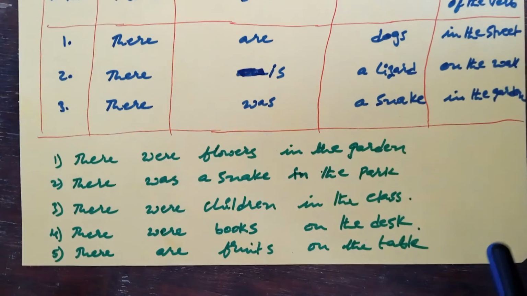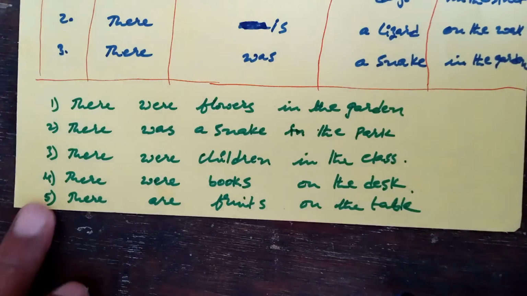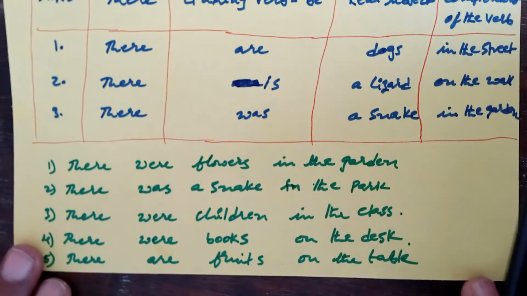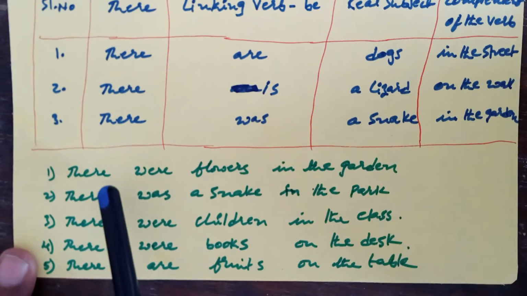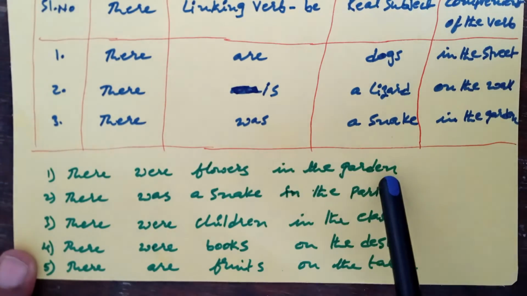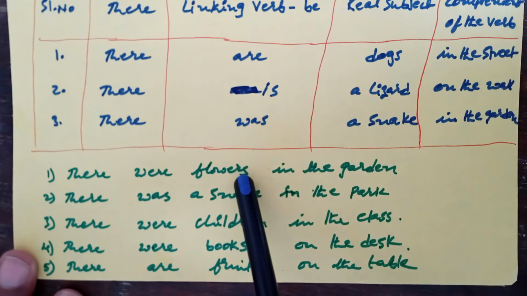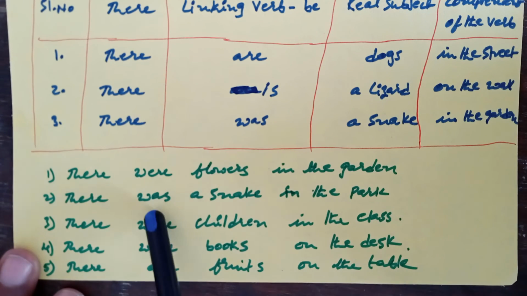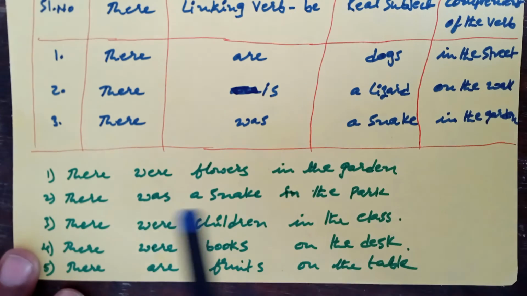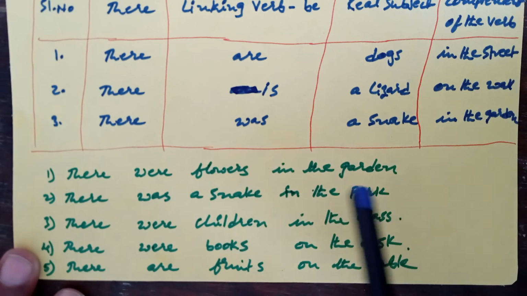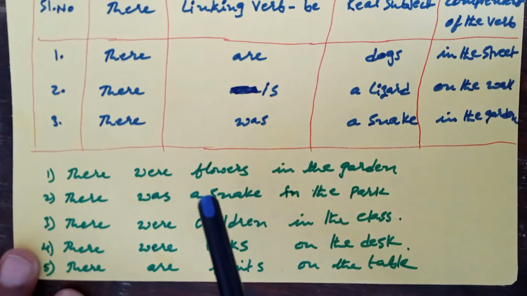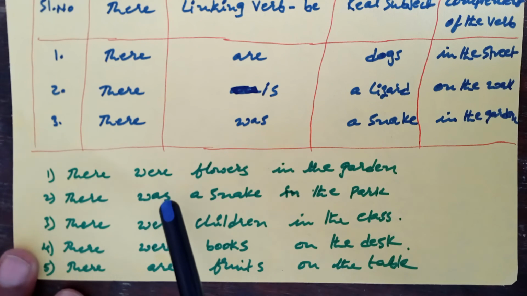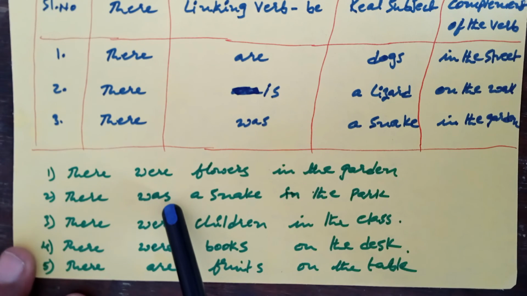Now let us frame our own sentences. There were flowers in the garden. Here flowers is plural, and we used the verb in the past tense. There was a snake in the park. Snake is singular, so we used was to indicate the past tense.